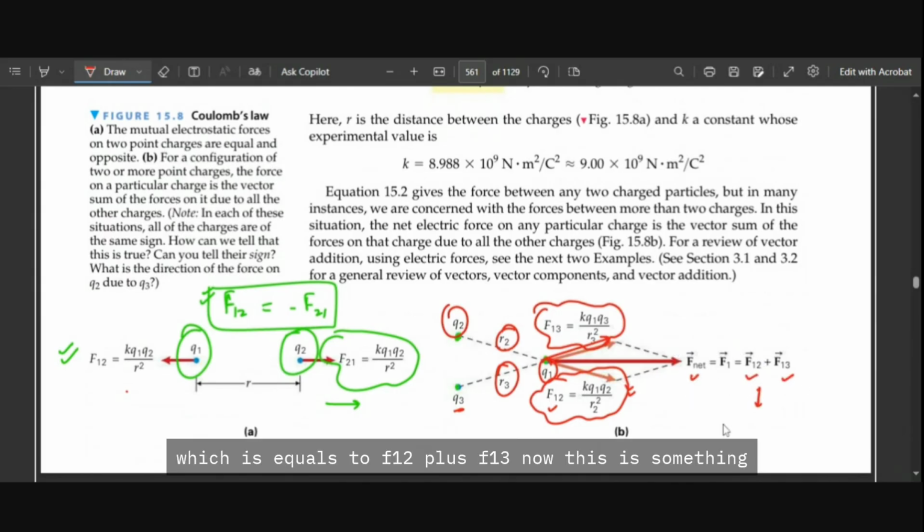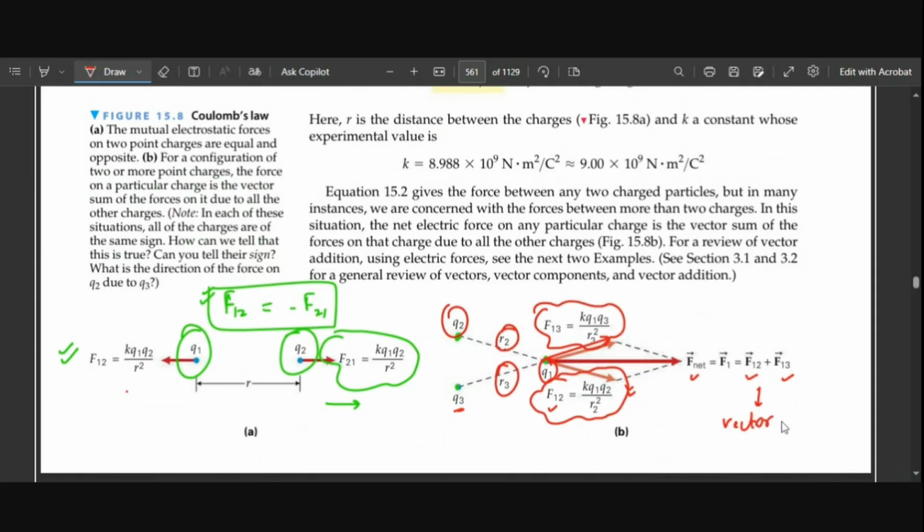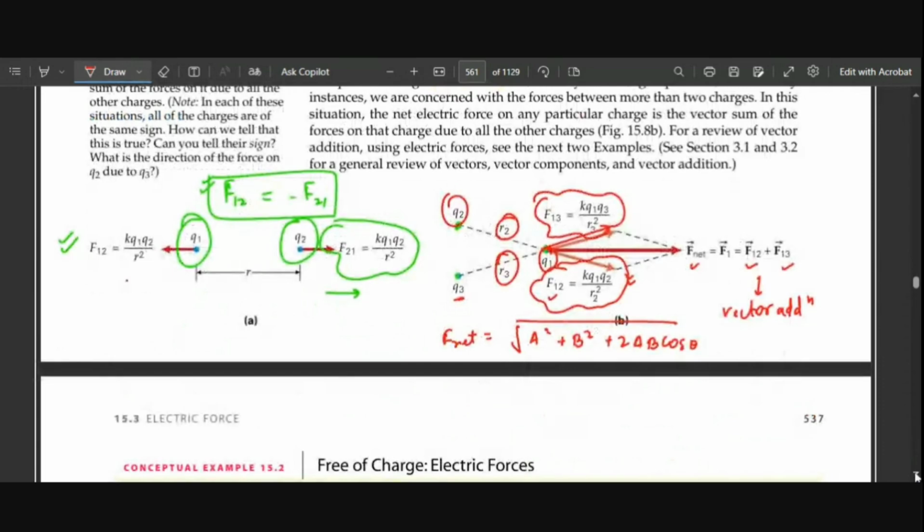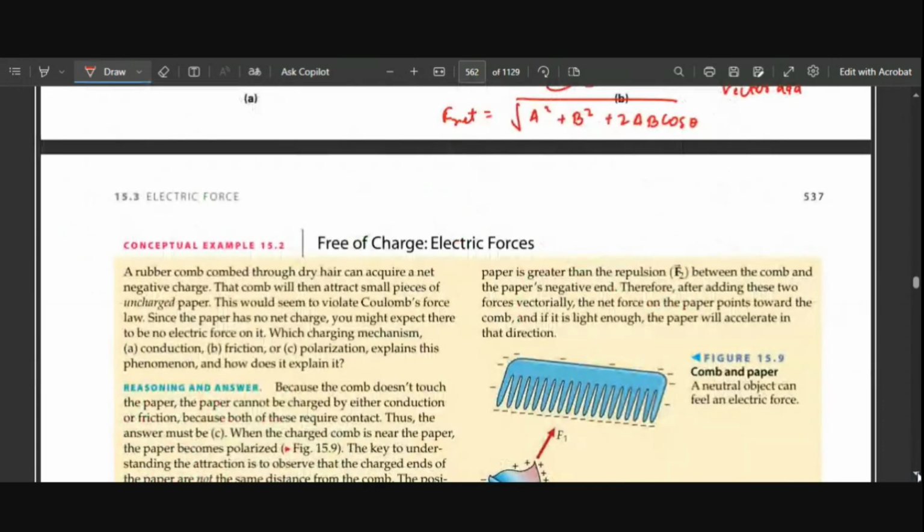Now this is something which involves vector addition, and vector addition is done by the parallelogram law of vector addition, where the net resultant is given by the square root of a square plus b square plus 2ab cos theta. So we have to remember this particular relation as well in order to find the net force experienced by any given charge. Similarly, there are a few examples.